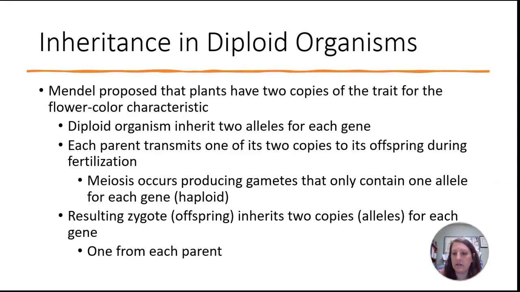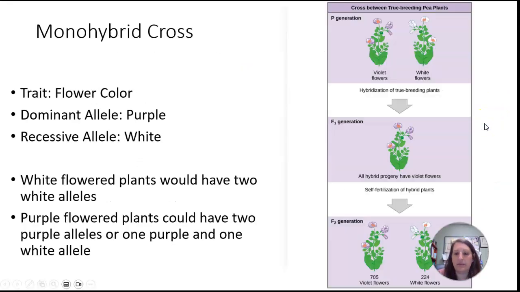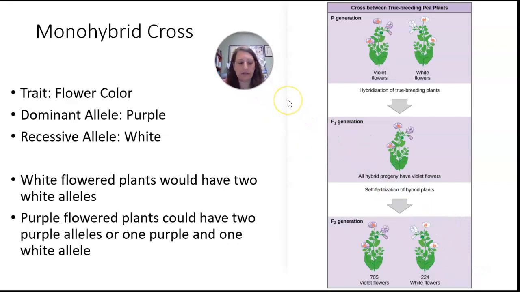Okay, so let's look back at our flower example. This should look familiar. We looked at this back in the first part of the chapter. We have our parental generation, our F1 generation, and our F2 generation. So we have 2 crosses here. Again, we're looking at our trait, which is flower color, and we know now that the dominant allele is purple and the recessive allele is white.